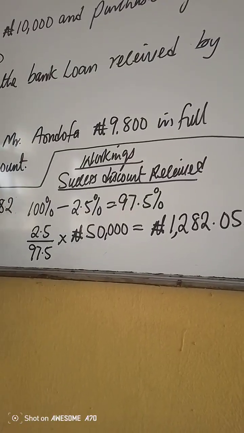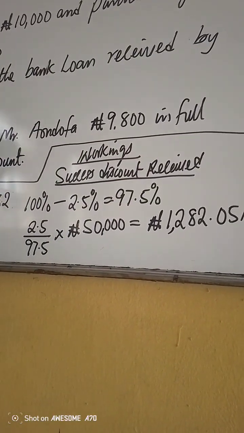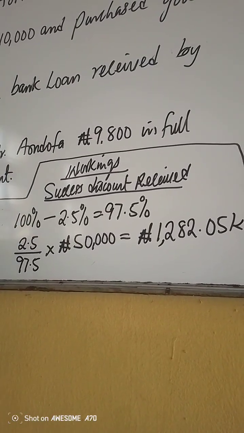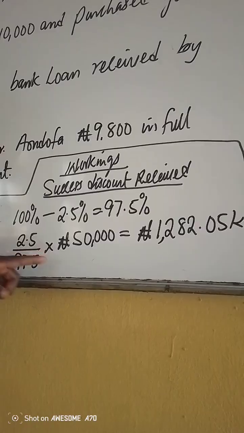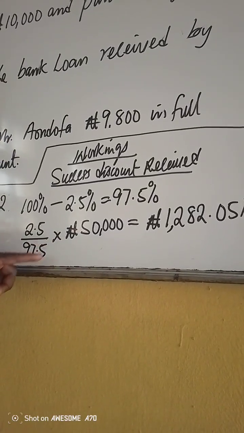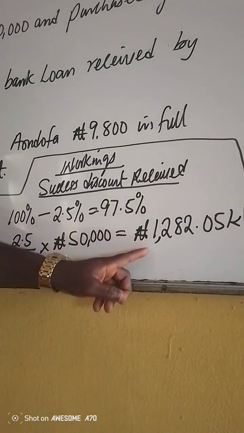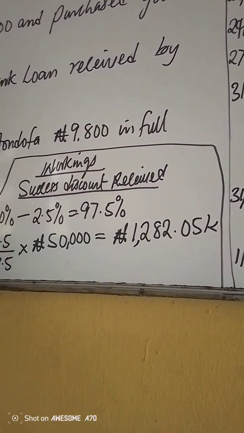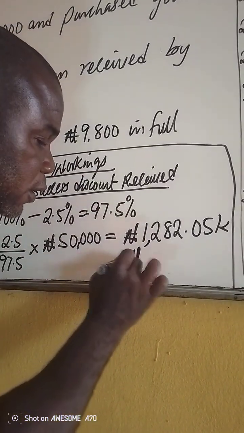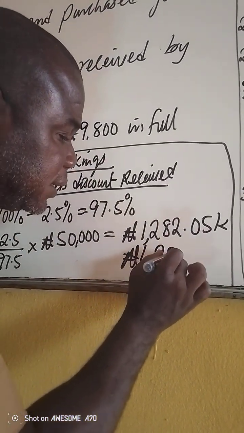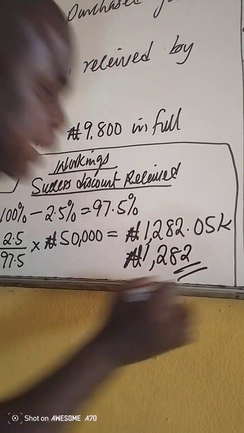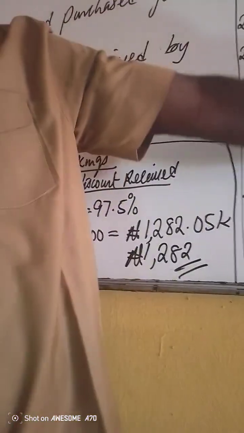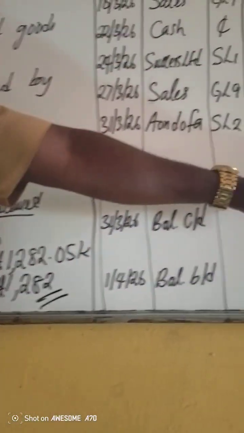So to calculate the discount in this case, to know the amount that was taken away before 50,000 was received, you will say 2.5, which is the percentage discount, divided by the net amount, which is 97.5, times 50,000. In this case, the discount becomes 1,282.05 kobo, which is approximately 1,282 naira. I'm not taking the kobo here because in the entries we are not considering the kobo value.